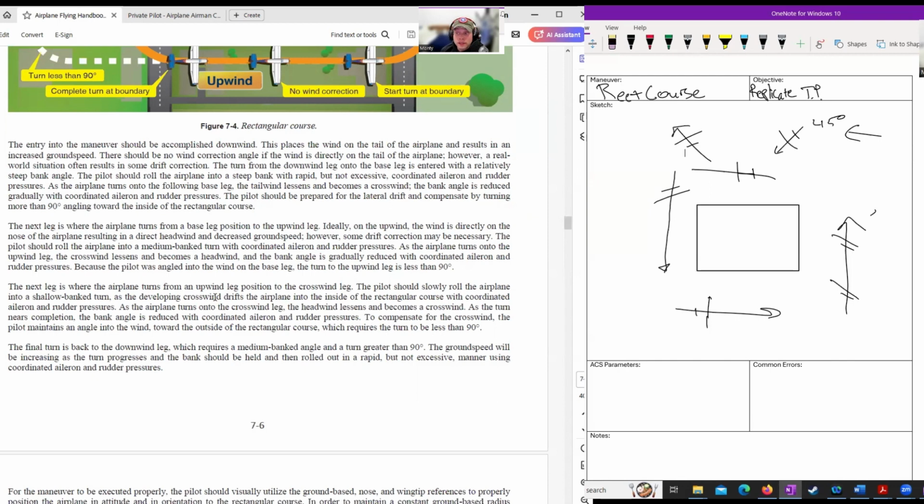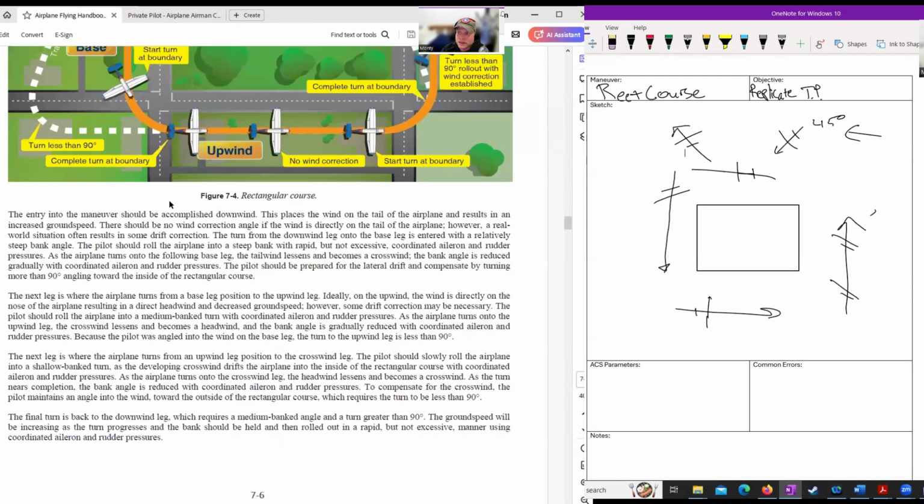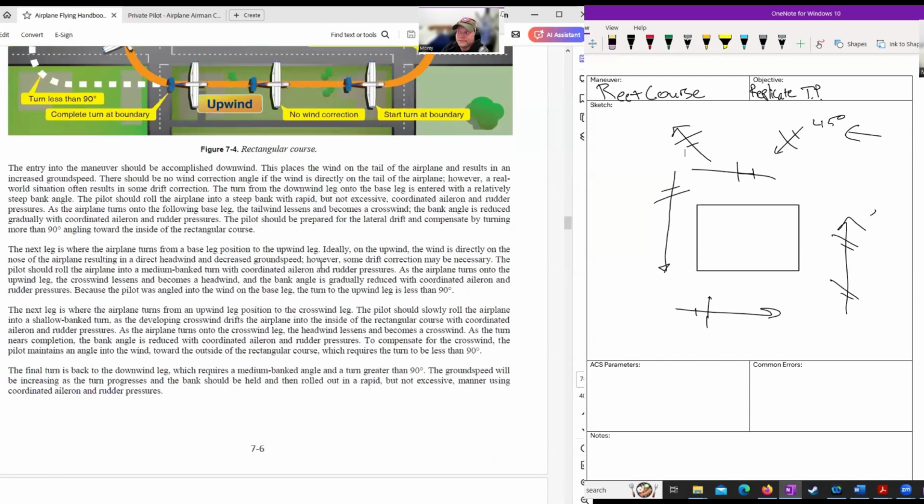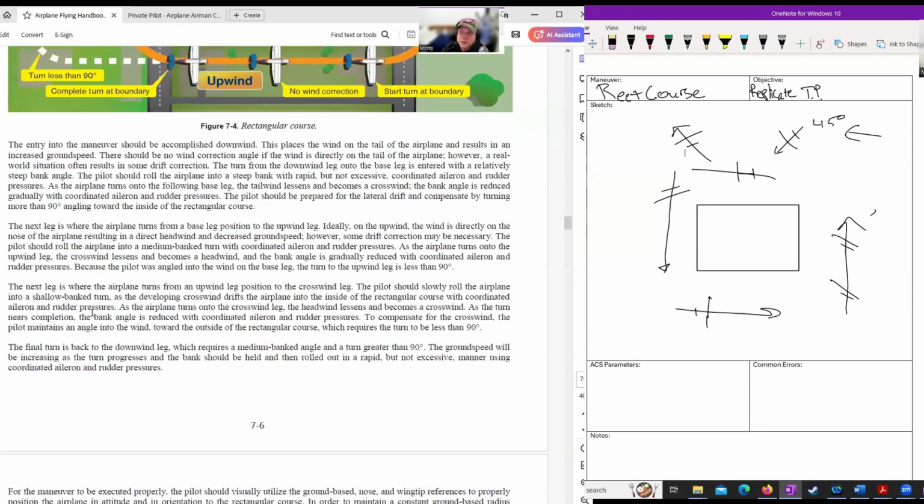The pilot should roll the airplane into a medium bank turn with coordinated aileron and rudder pressures. As the airplane turns onto the upwind leg, the crosswind lessens and becomes a headwind, and the bank angle is gradually reduced with coordinated aileron and rudder pressures. Because the pilot was angled into the wind on the base leg, the turn to the upwind leg is less than 90 degrees.